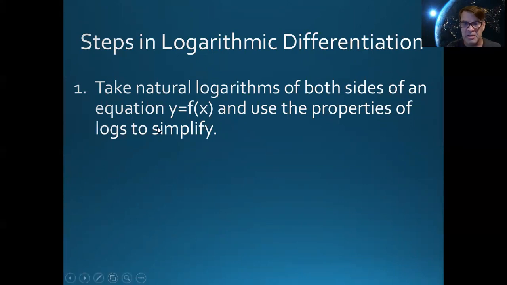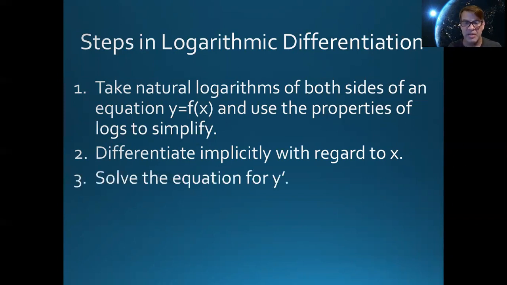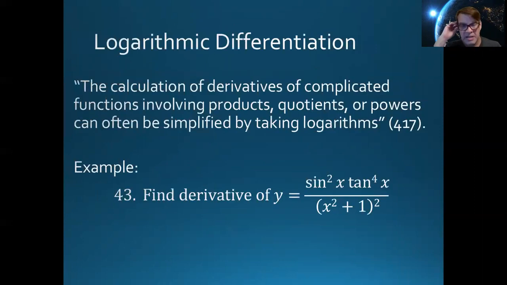So you start by taking the natural logarithms of both sides of the equation. Then you differentiate implicitly. You differentiate both sides with regard to x, and then solve for the derivative, dy/dx or y prime. Okay, so that's where we're going. I'll say it again in a second, but let's start with an example. Let's say you've got this horrible equation. If you love math, it's a wonderful equation.